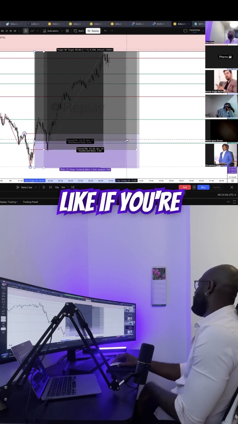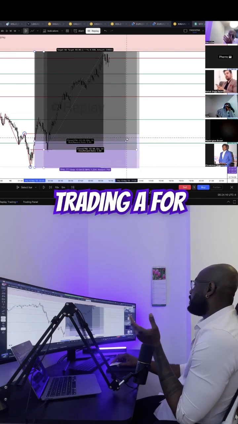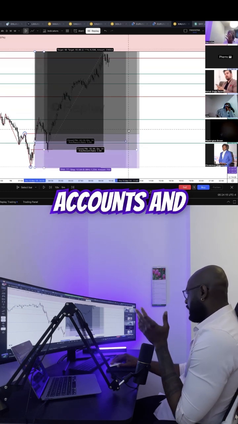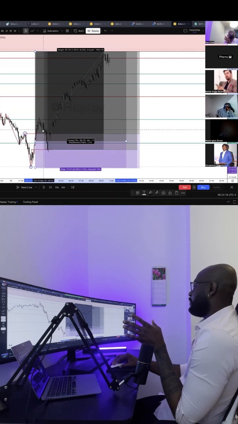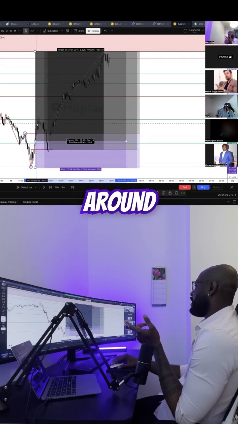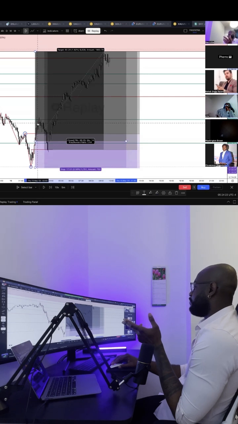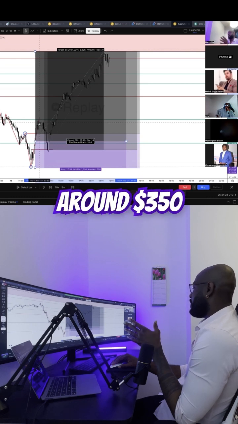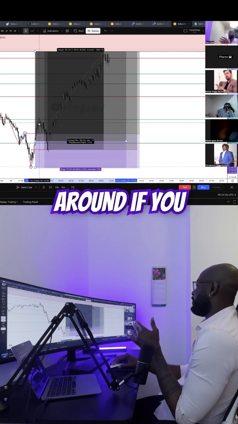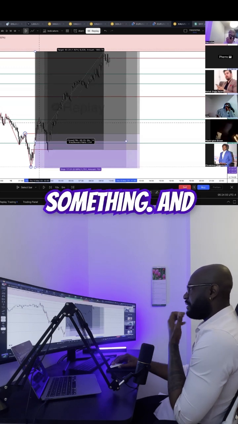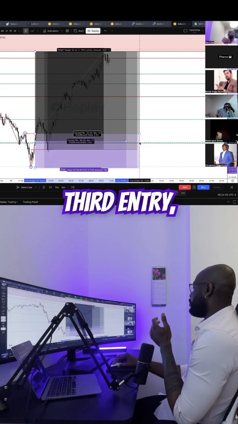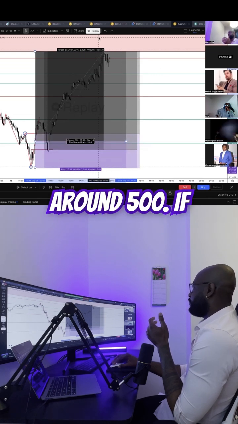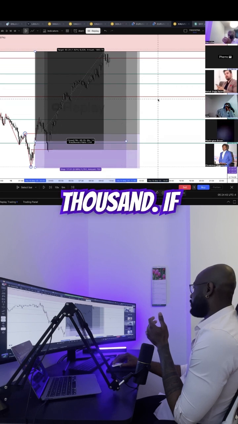Let's say you're trading a $100,000 account and you're risking 0.1% per trade. First entry delivers a 1:2, which is around $200, $250. Second entry 1:3.4, which is around $350. If you add the both, it's around $500 or something. And the third entry delivered a 1:5, which is around $500. If you add it all, it's around $1,000.